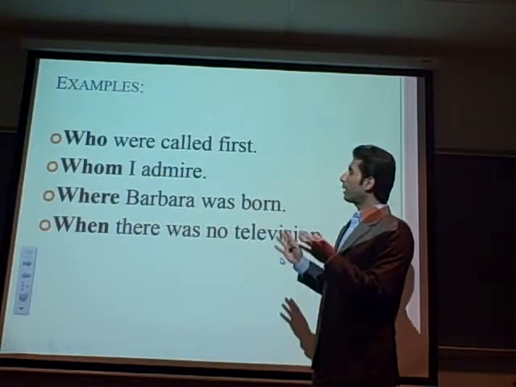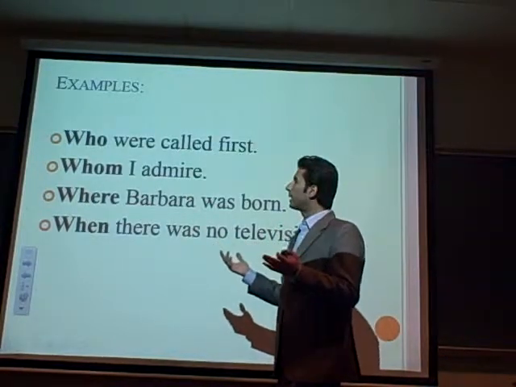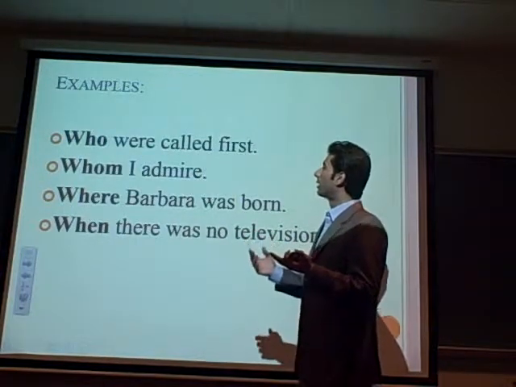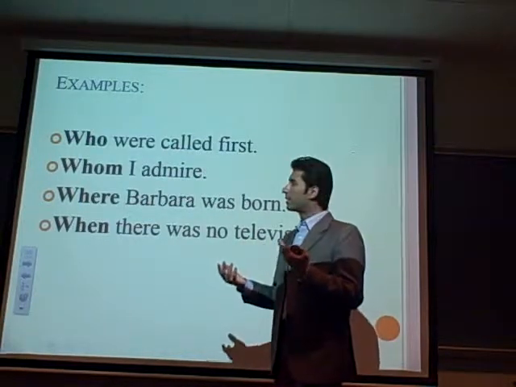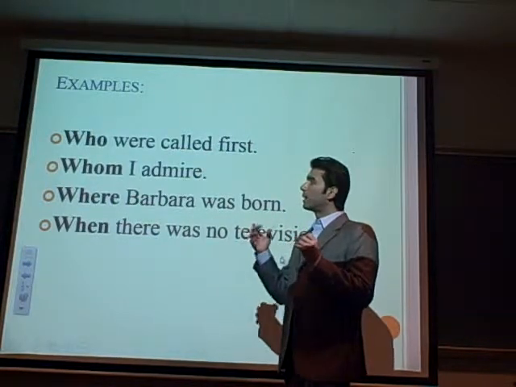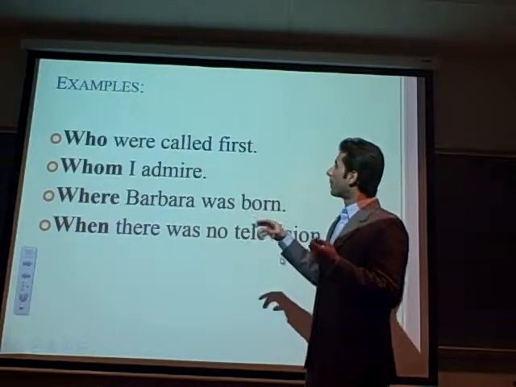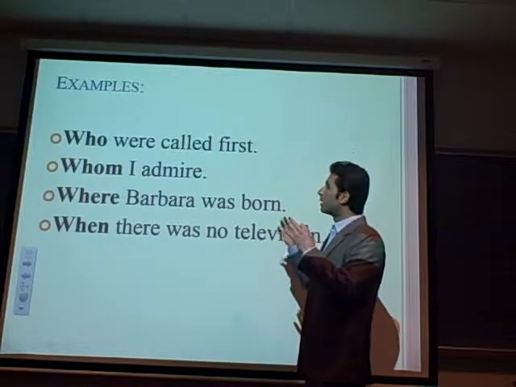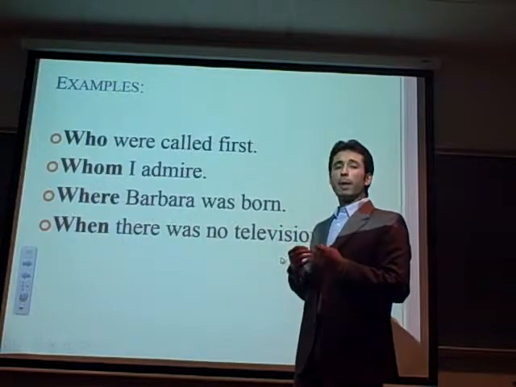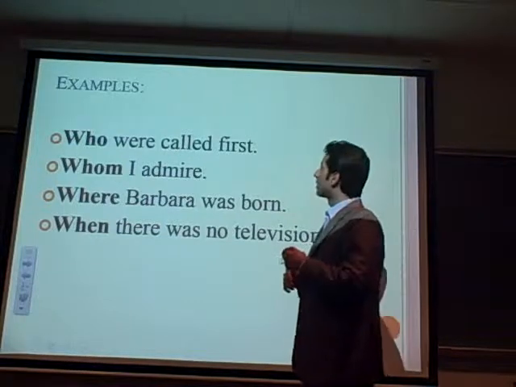So when we look at these sentences, we don't have any meaning. We don't get any thought or idea. Who were called first? I don't get anything from this. Whom I admire? I don't understand the meaning of the sentence. There is something missing. The idea is not completed. The thought is not fully completed. So here we need an independent clause combined with both clauses to make one meaningful sentence. Let's go to the next slide and see the meaningful sentence.